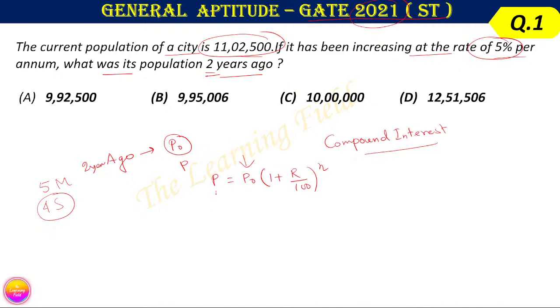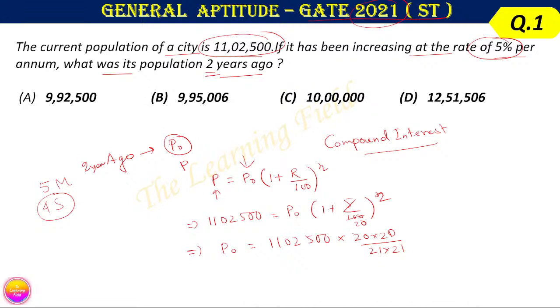Because P is already given, we can just put in the values. 11,02500 is equal to P0 into 1 plus 5 by 100 to the power n. n means 2 years. So this is the formula and these are the calculations. So P0 equals 11,02500 into 20 by 21 into 20 by 21. This is the complete calculation.